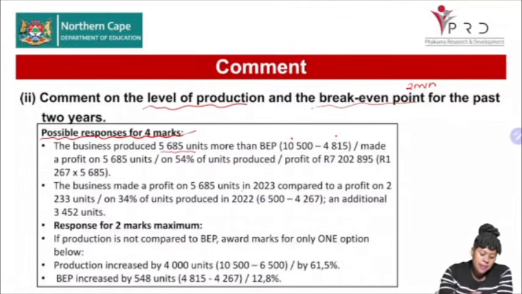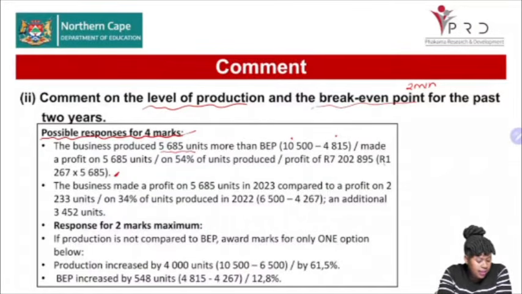Or you could have said the business made a profit of 5,685 units. That's still applicable, right? Or you could have actually calculated the percentage and said 54% of the units produced, we've actually made a profit on. Okay, or you could have calculated the actual profit that was made, because they gave you the selling price and they gave you the number of units. Actually, we could calculate the profit. So this is an applicable answer.